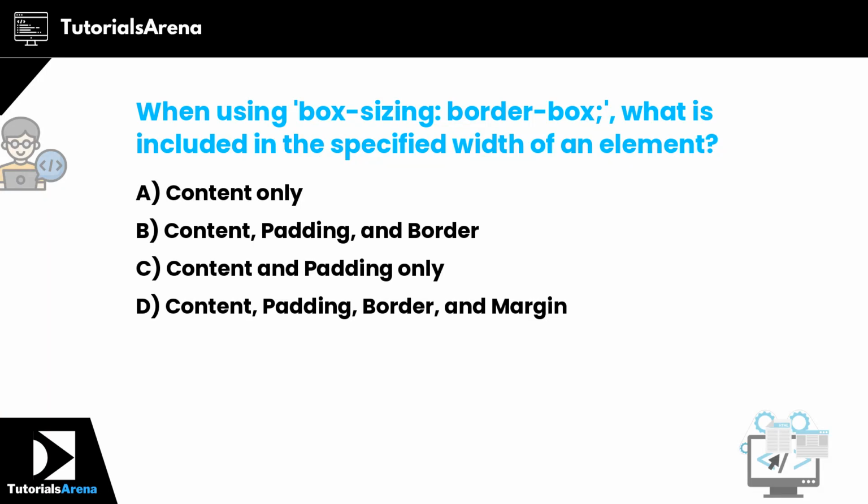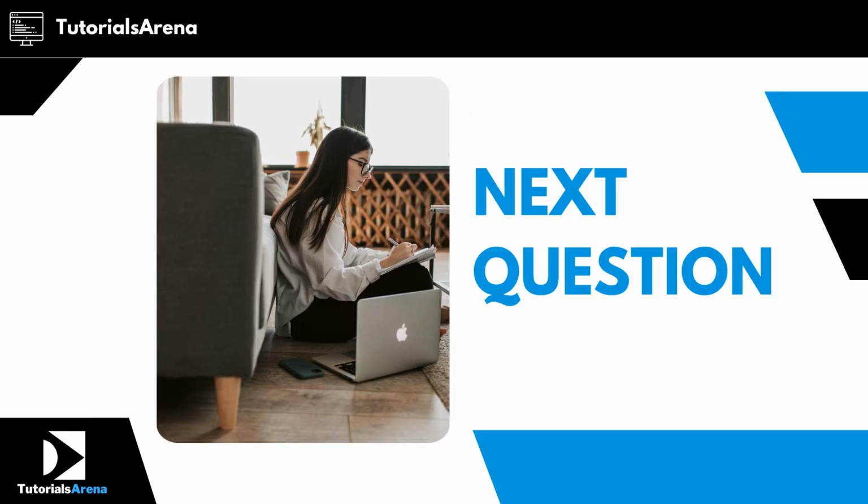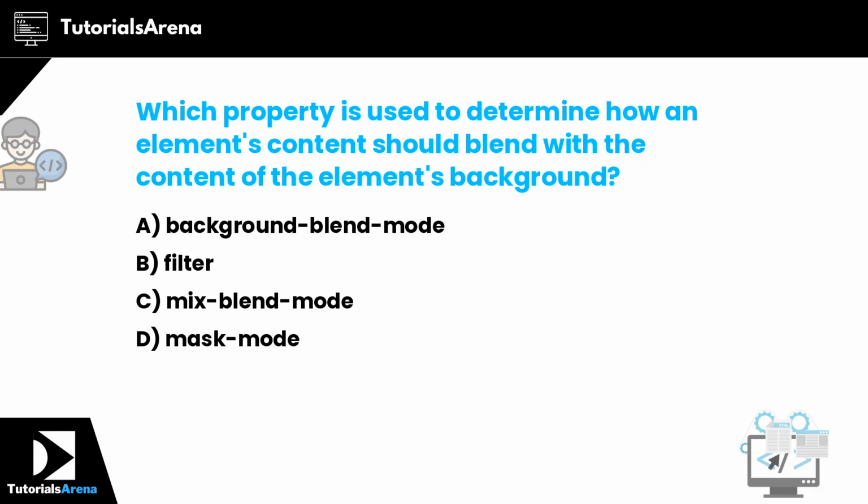When using box-sizing: border-box, what is included in the specified width of an element? The correct answer is option B, content, padding, and border. Which property is used to determine how an element's content should blend with the content of the element's background? The correct answer is option C, mix-blend-mode.